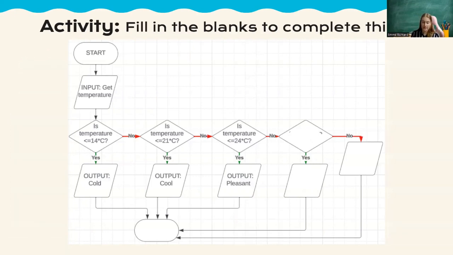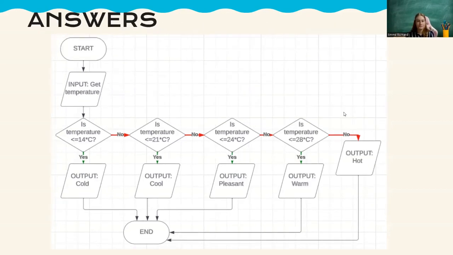Pause for where this activity and enrichment and differentiation would occur. So this is our answer.